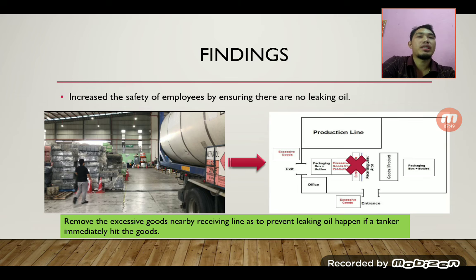Lastly, the most important thing is being able to increase the safety of the employees by ensuring there is no leaking oil. We need to remove the excessive goods nearby the receiving line so that oil leaking can be prevented if a tanker immediately hits the goods. The excessive goods nearby the receiving line can be moved to another place or removed if not necessary.